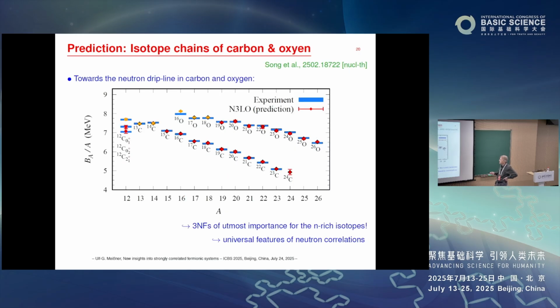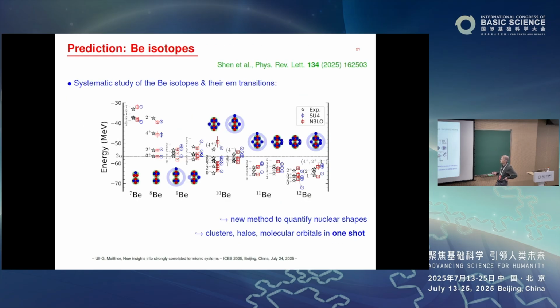And then we can look at the drip lines. So for example, these are calculations of the carbon and oxygen isotopes up to the drip lines here. And you see we get a good agreement with experiments. The ones which were fitted are shown in yellow, and in red are the predictions. So if we add more and more neutrons, we can really describe the behavior without tuning any parameter anymore. The 3-nucleon forces turn out to be rather important in these neutron-rich nuclei. And we also discovered some universal features of the neutron correlations here, which you can also see in other chains of isotopes.